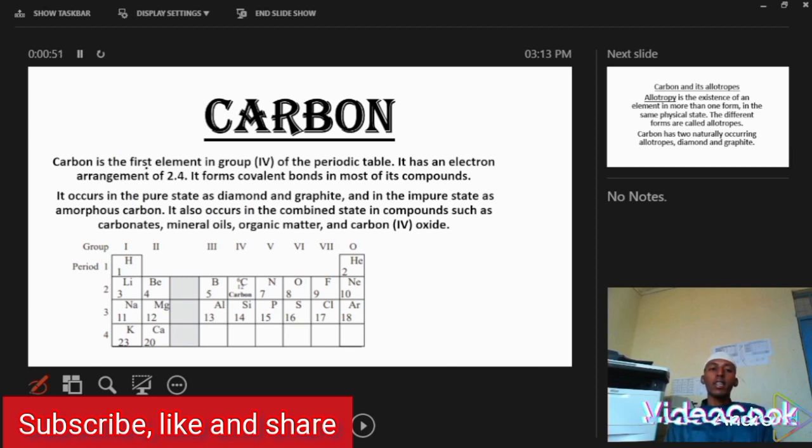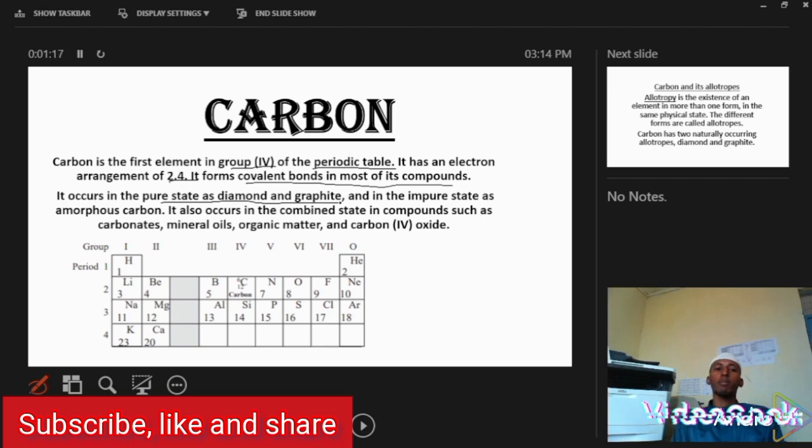Carbon is the first element in group 4 of the periodic table. It has an electron arrangement of 2-4. So carbon has 6 electrons, so the electron configuration is 2-4. It forms covalent bonds in most of its compounds. It occurs in a pure state such as diamond and graphite.